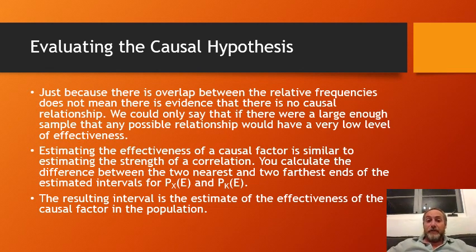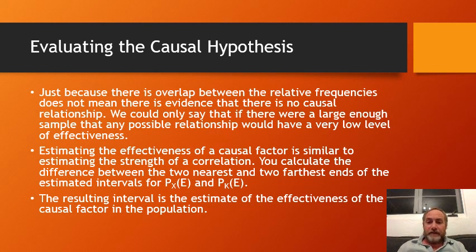Now, that is different from saying that there is evidence for no causal relationship. Overlap just means that the evidence is consistent with there being no causal relationship. It's also consistent with there being a relatively low level of effectiveness, some causal relationship, but not a very effective one. So you have to be careful with your phrasing. You just don't have evidence for a causal relationship, but it's not evidence that there's none whatsoever. There might be a little bit.